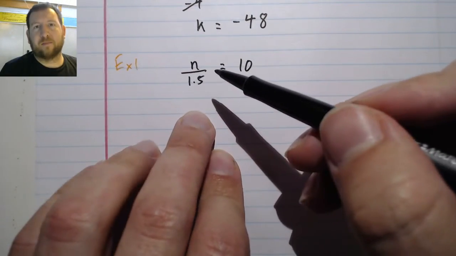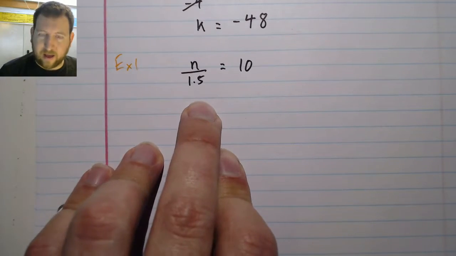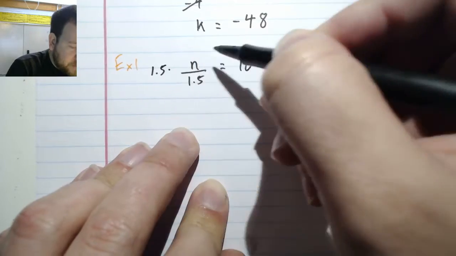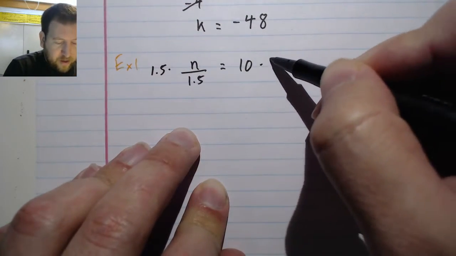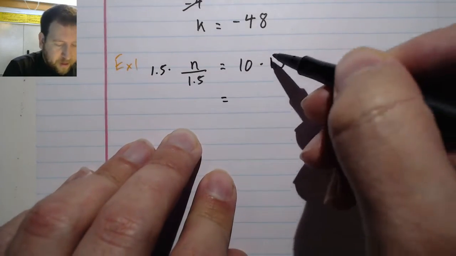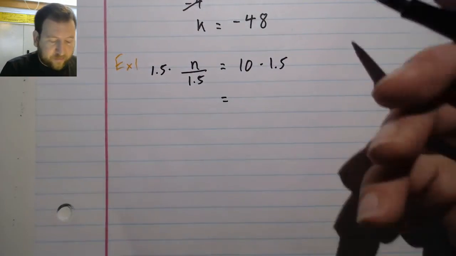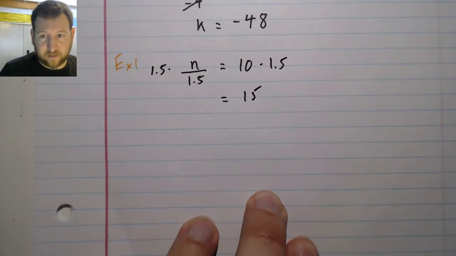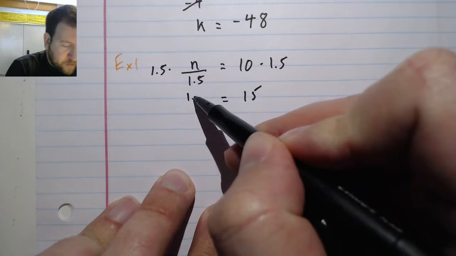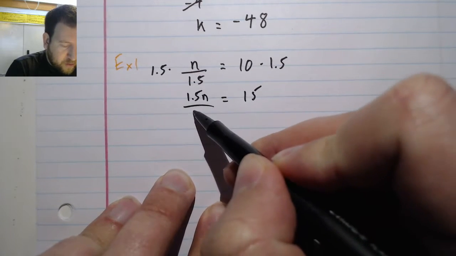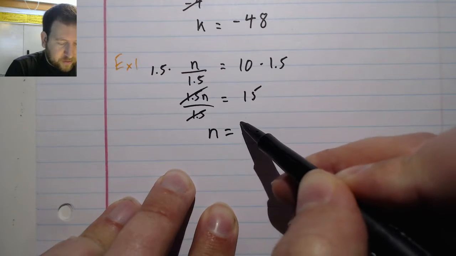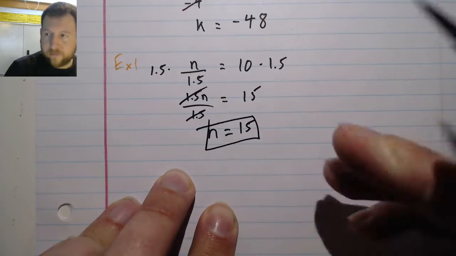Well, this one has a decimal number on the bottom. Is that okay? Well, of course it's okay. It's just like another number that I can use. So I'm going to multiply this side by 1.5, and I'm going to multiply this side by 1.5 as well. 10 times 1.5 is 15. I know that to be the case. And I can put the 1.5 up on the top. 1.5n over 1.5, cancel them out. And I have n equals 15 for my answer.